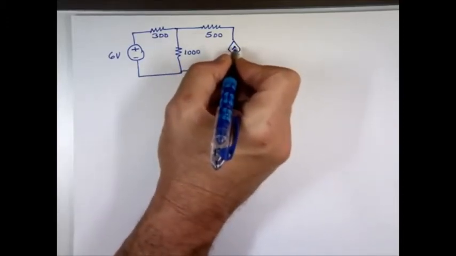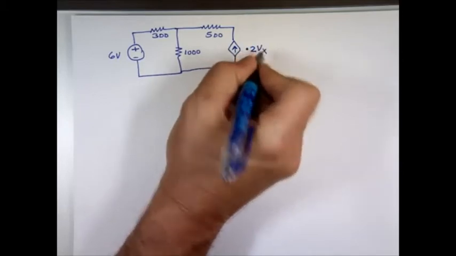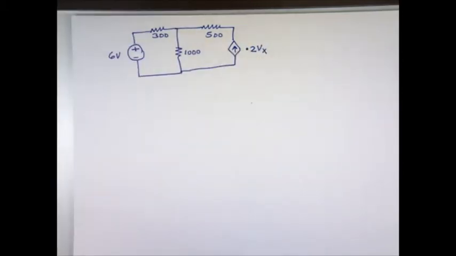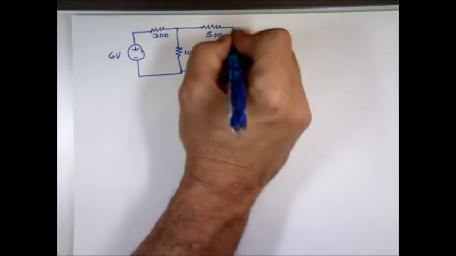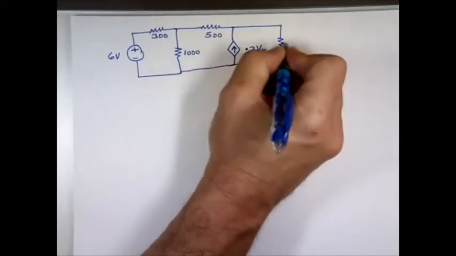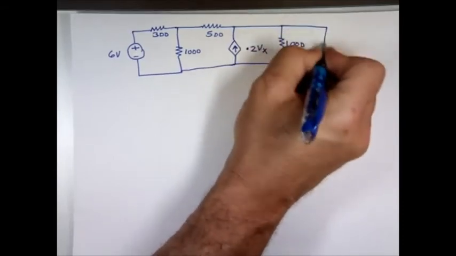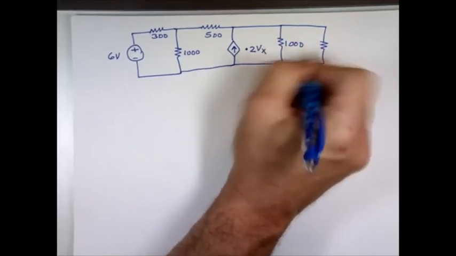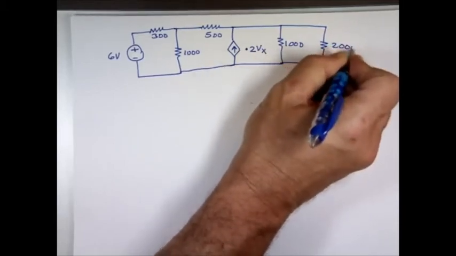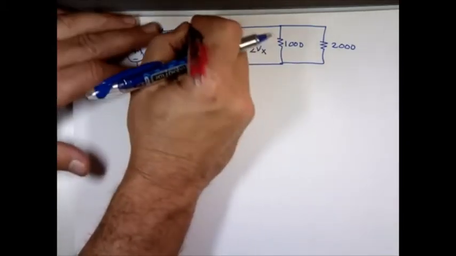This is 0.2 times Vx. I'll define Vx in a second. 1,000, 1K, and 2K, 2,000. And Vx, I'm going to define it on the top, plus to minus. Now I'll make the question: find Vx.